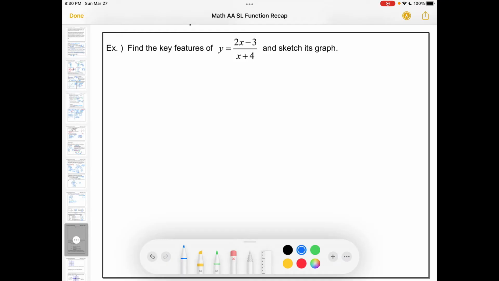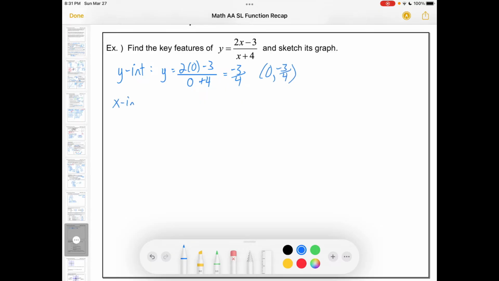So let's check that out in the context of an example. We want to find the key features of this function. So I'm going to start by finding the y-intercept, because it's pretty easy. And I find that by subbing 0 for x. And I can see I'd get negative 3/4. Again, you can use the rules if you want, but the y-intercept is the point (0, -3/4).